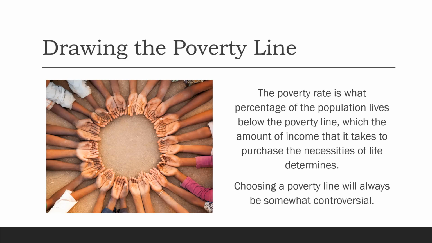The poverty rate is the percentage of the population that lives below the poverty line, which is determined by the amount of income it takes to purchase the necessities of life. Choosing a poverty line will always be somewhat controversial, but it's a tool that we have used so far to identify how incomes influence each household. And inequality is often an increasing disparity between the higher incomes and the lower incomes in society.